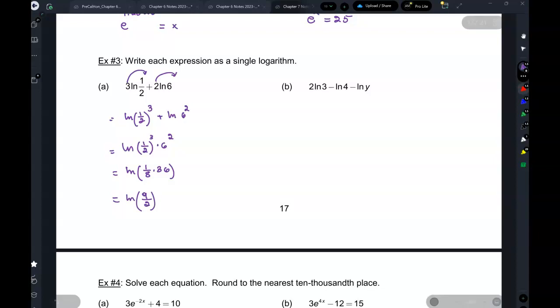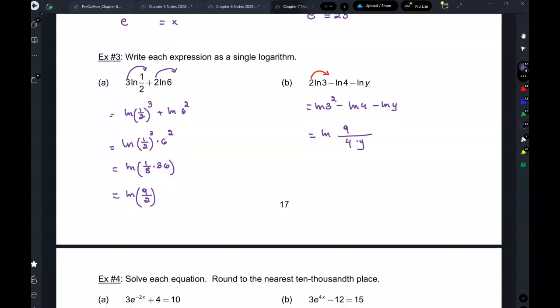Okay, here. This goes up here. So I have ln of 3 squared minus ln of 4 minus ln of y. Write one ln. The 3 squared, that's a 9. Will that be a numerator or a denominator? A numerator. How about the 4? A denominator. How about the y? A denominator. So that's the answer: ln of 9/4y.